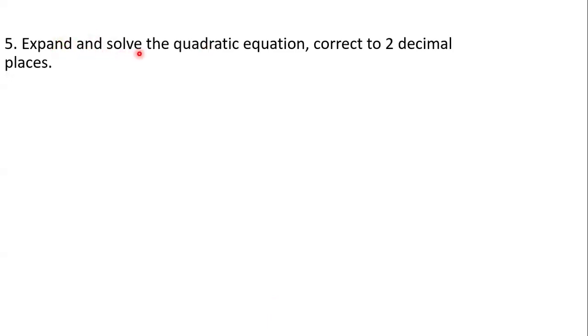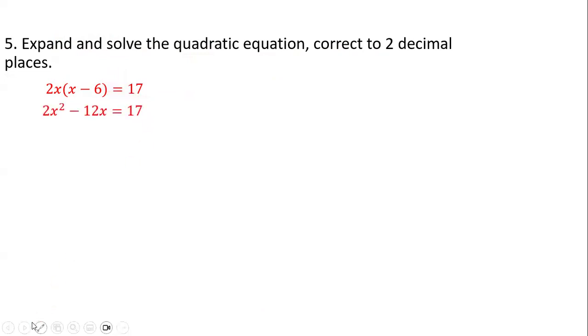Expand and solve the quadratic equation. Correct to 2 decimal places. Notice that we have this quadratic equation. We have 2x, open bracket, x minus 6, is equal to 17. And our goal is to solve this quadratic equation correct to 2 decimal places.